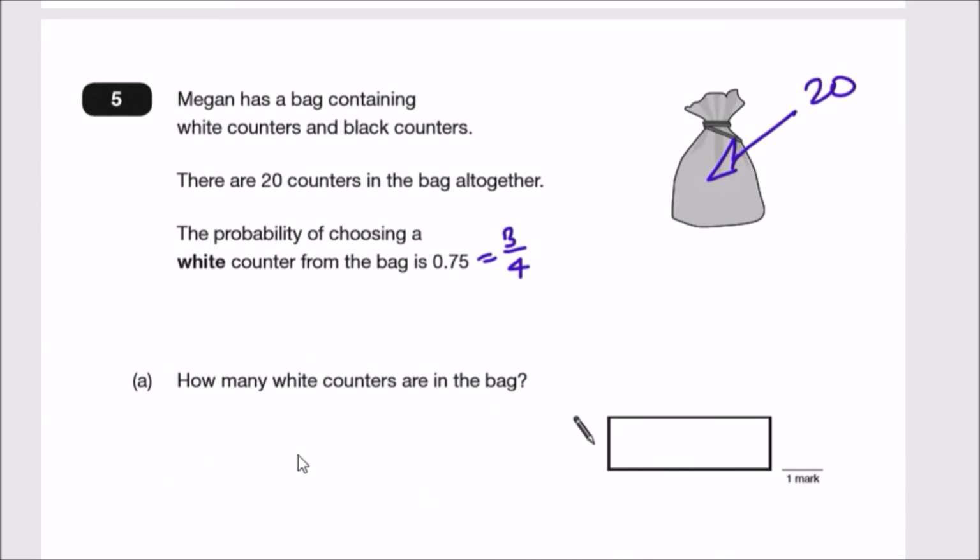Let's count out how many white and black are in total. First things first, if 3/4 are white, let's find 3/4 of 20. Easy way to do this is just to divide it by 4. So 1/4 of 20 is 5, and then 3 lots of 5 is 15. So we've got 15 whites, meaning we also have 5 blacks, because 15 and 5 make 20. So how many white counters in the bag? Well, 15.